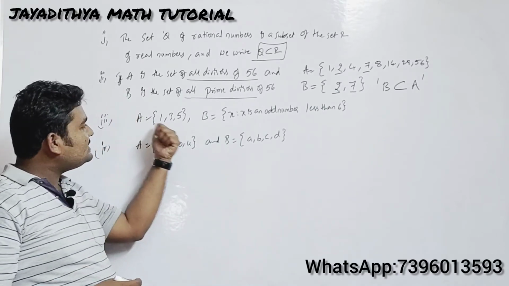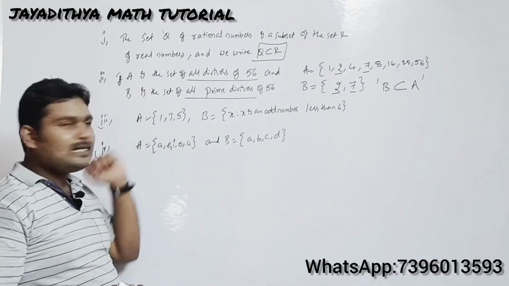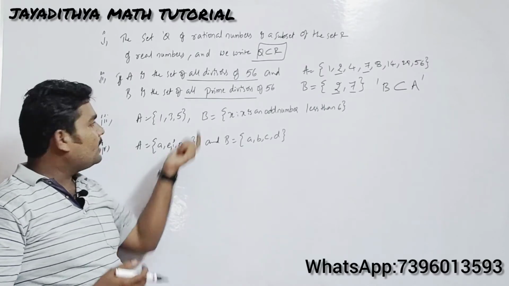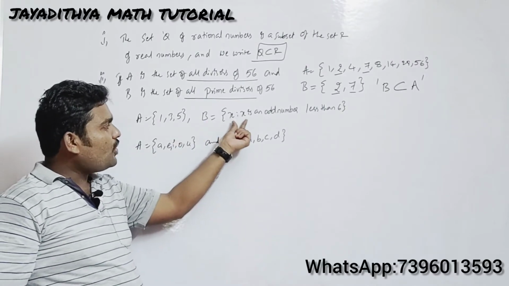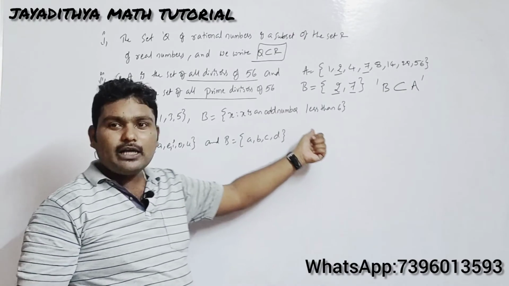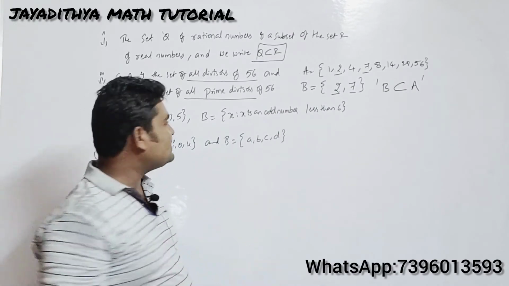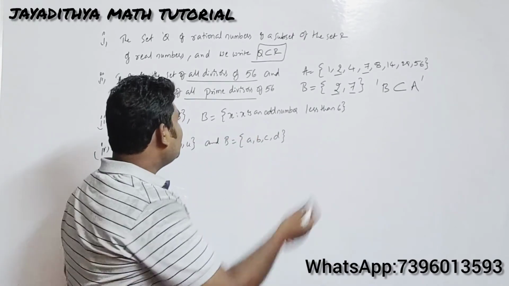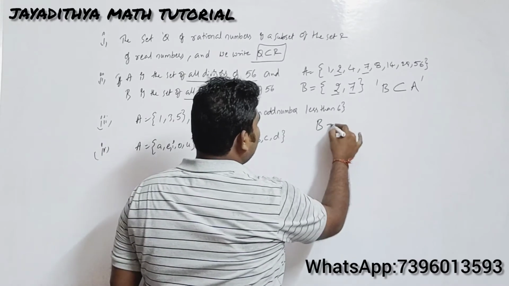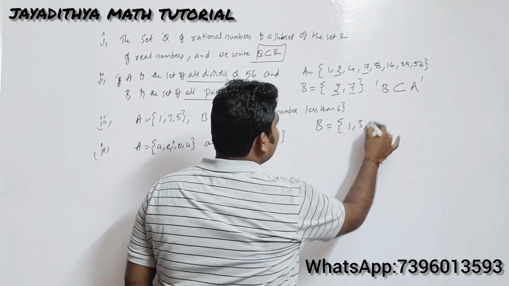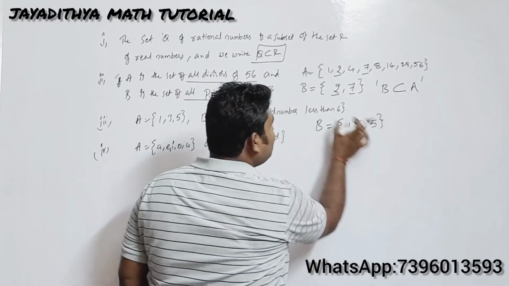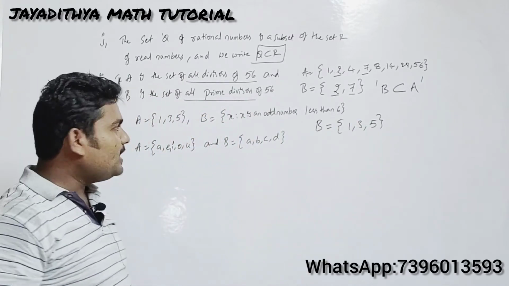Here A is equal to {1, 3, 5}, directly given in the roster form. And B is the set of all x such that x is an odd number less than 6. So convert this into roster form. So what happens here? Your B will be {1, 3, 5}. Why? Because these are the odd numbers and less than 6.